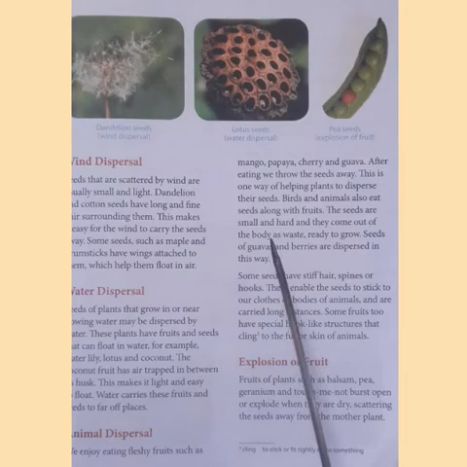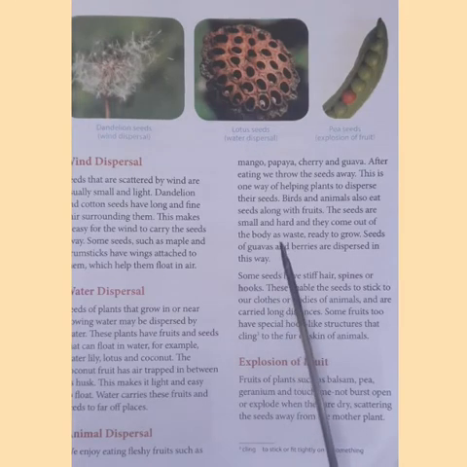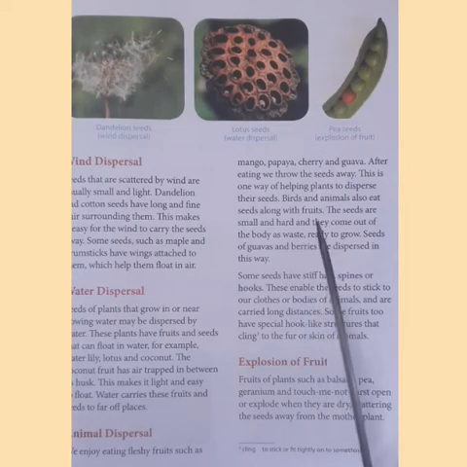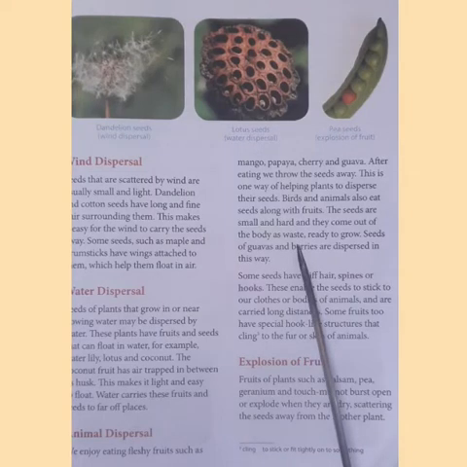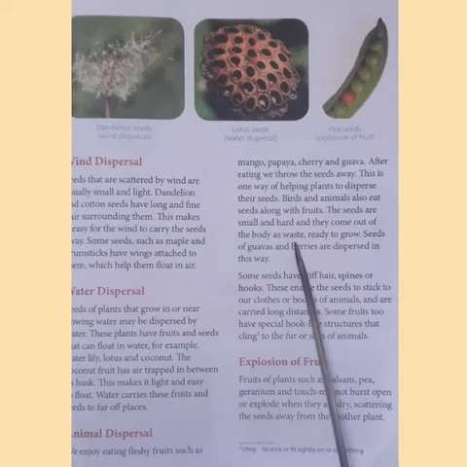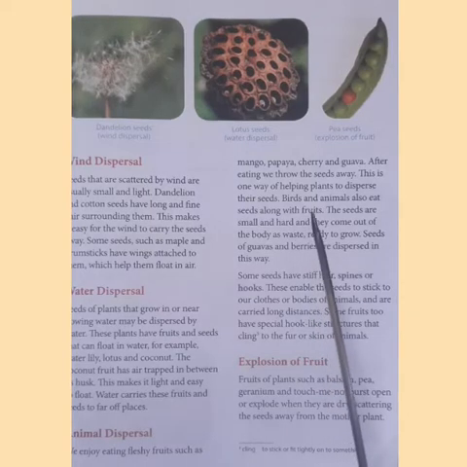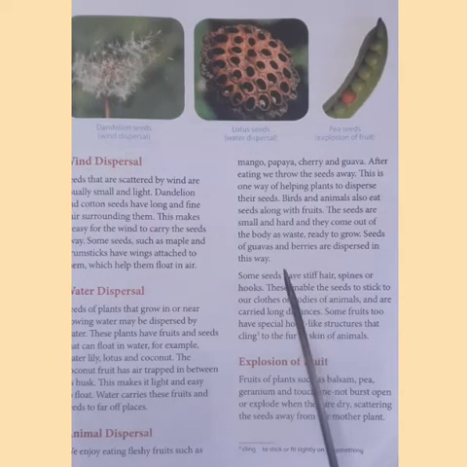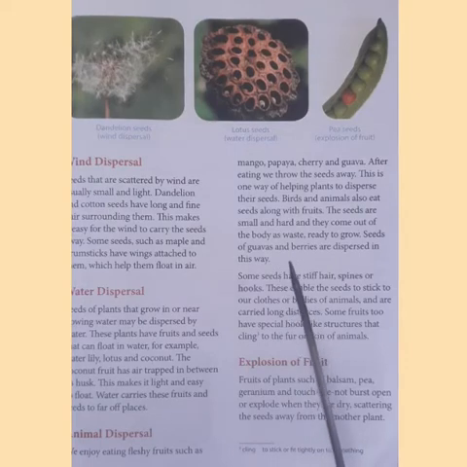And some seeds are small and hard. What happens is they come out of the body of the animals as waste, and they will be ready to grow. As they join the soil, they will start to grow. Seeds of guavas and berries are dispersed in this way itself.